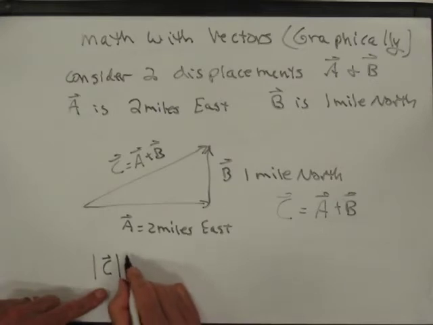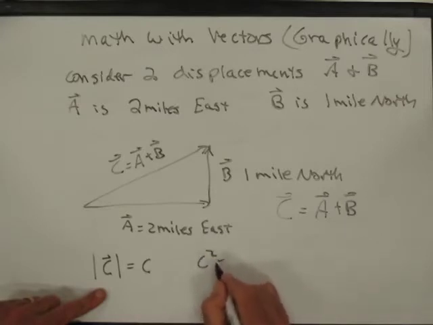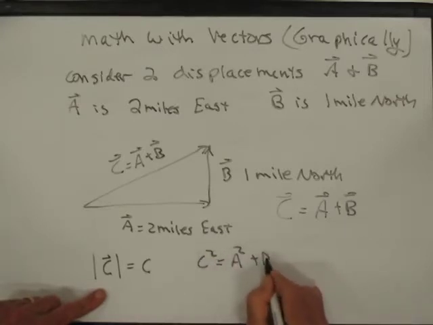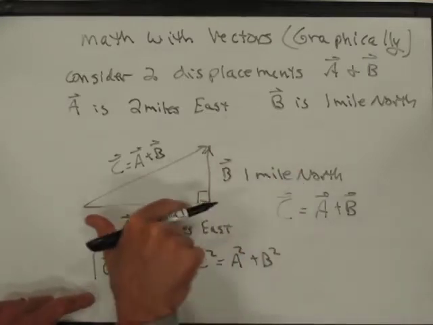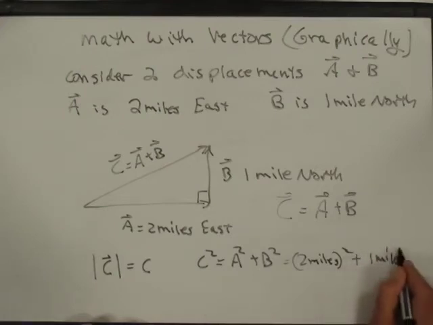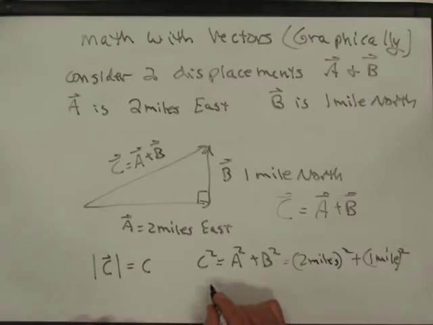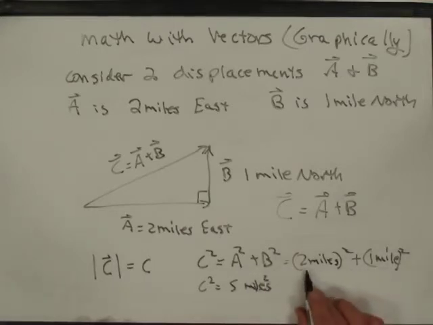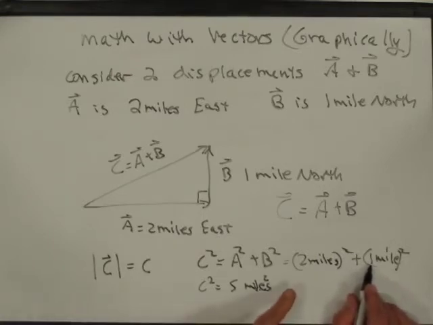If I want to know the magnitude of c, I can write it with an absolute value sign. We just call it c without the vector on top. I can say c squared is equal to a squared plus b squared, because I know that north is perpendicular to east. That's equal to 2 miles squared plus 1 mile squared. And so c squared is equal to 5 square miles, right? 2 squared is 4 miles squared plus 1 squared is 1, so 1 plus 4 is 5 miles squared.